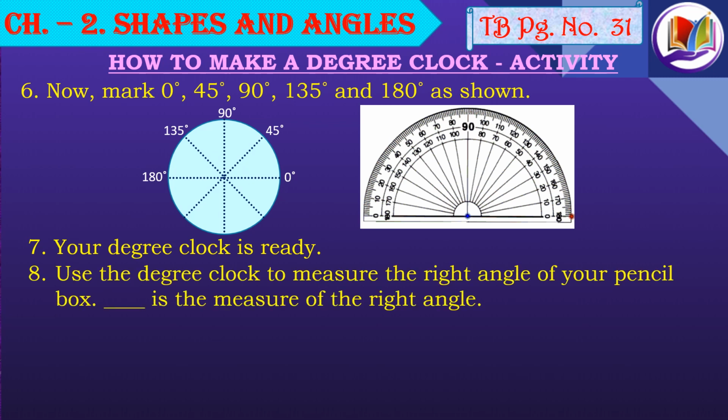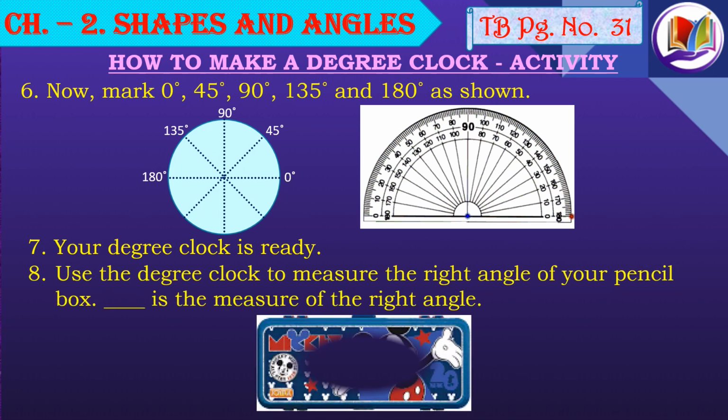So can you use this to measure the angle of the compass box? Let's go ahead and see. So we are going to use it and find out that the measure of each of these is a right angle, and that is same as 90 degree. So measure of the corners of the pencil box is 90 degree.